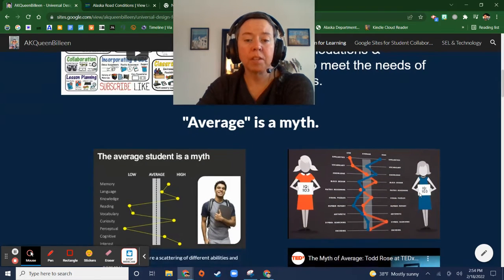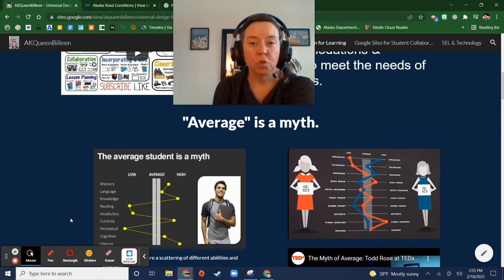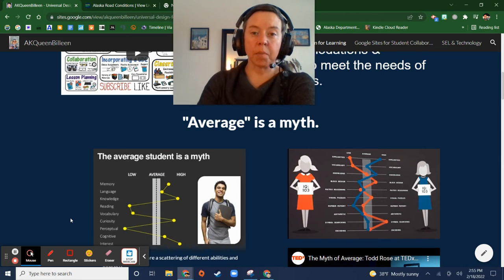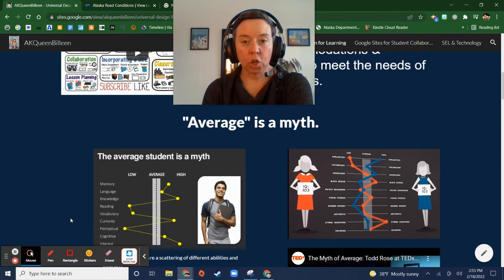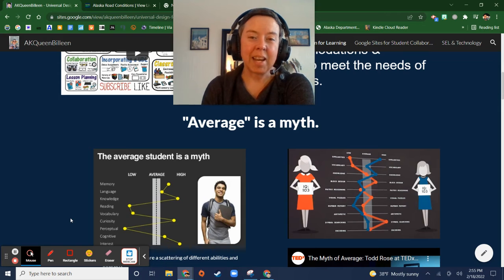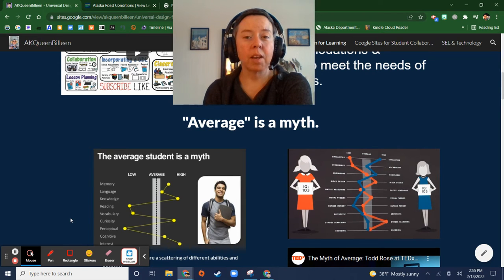So again, why we need to do this is this concept of average is a myth. And I really like these two infographics that explain that. My son particularly is an interesting case where, if you look at his IEP and you look at his test results when he was diagnosed with autism, you see that he has an IQ of 108, which is average. However, he has a fluid reasoning skills. His fluid reasoning is in the 98th percentile, and his vocabulary and his comprehension are in the high 80s.